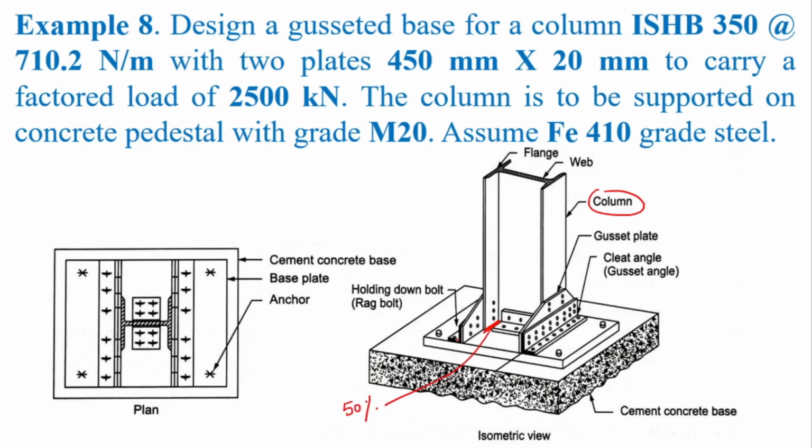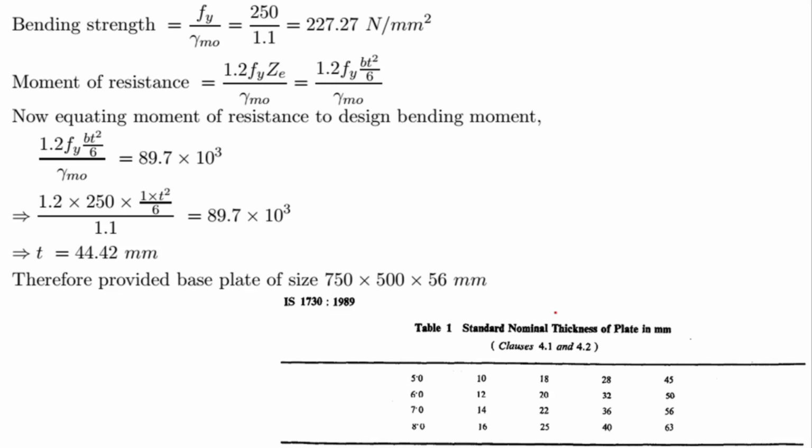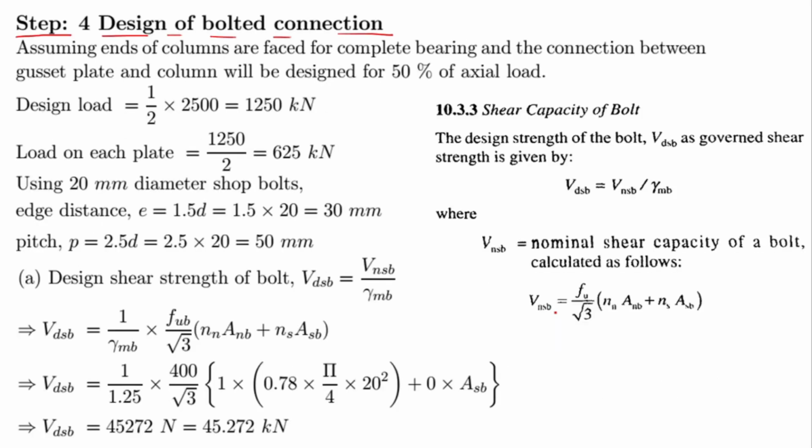and the rest 50% of the load carried by the column will be transferred through these bolts, which are used to connect the cleat angle with the gusset plate and the main column section. That is why when we design the bolted connection, we take only 50% of the total axial load carried by the column. Therefore, design load for the connection will be half of the factored load of 2500, that is 1250 kilonewton.